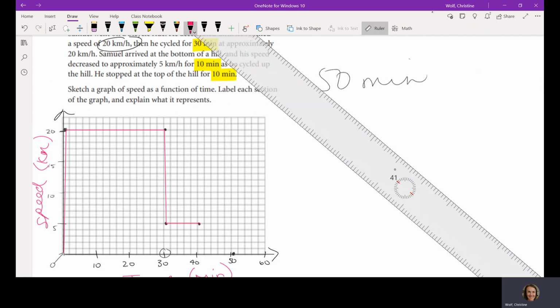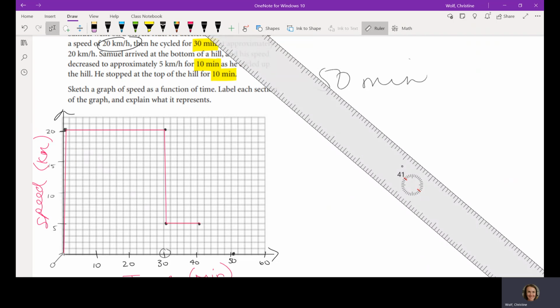Oh, sorry. Let me just, where am I here? So he did his 30 minutes. He mounted the hill for 10 minutes. So this is where he's mounting the hill at a speed of 5 kilometers. Okay. Actually, I did this wrong. I'm having a brain fart here. This dot wouldn't be right here, actually. Oh, my stupid line. So I'm sorry, guys.